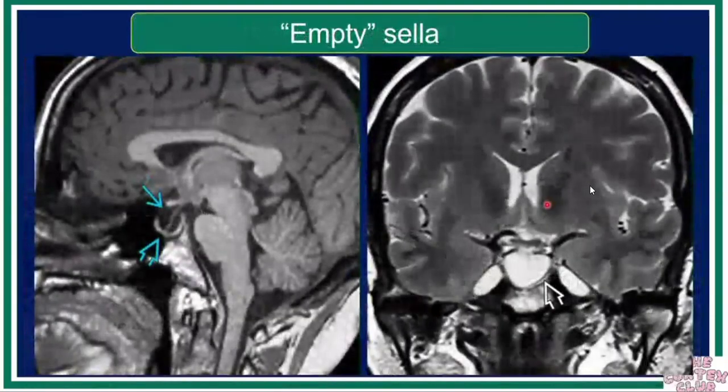Then this is also probably a good time to talk about empty sella. Empty sella can be a normal variant, and it is hardly ever completely empty because there is always some pituitary tissue at the base of the sella. It can be a normal variant in old people when there is decreased pituitary tissue.